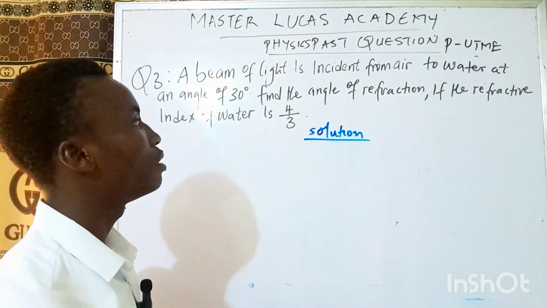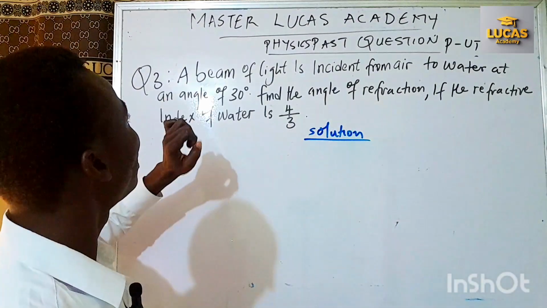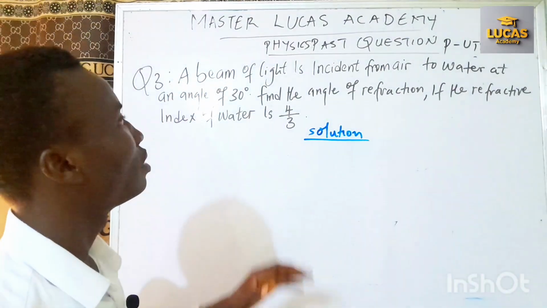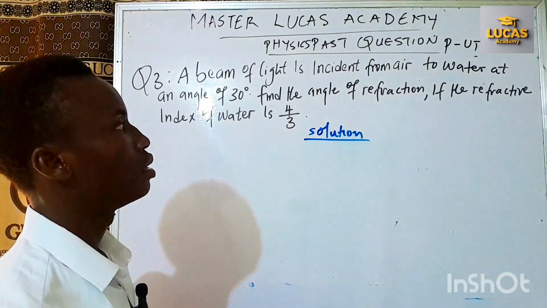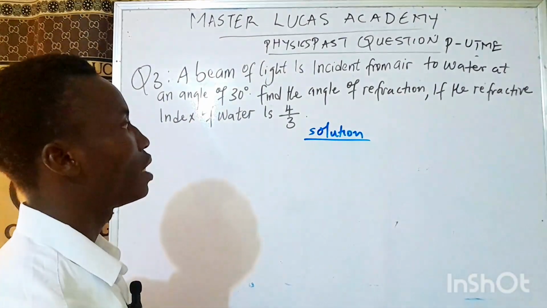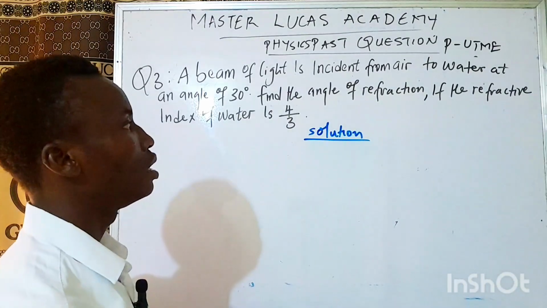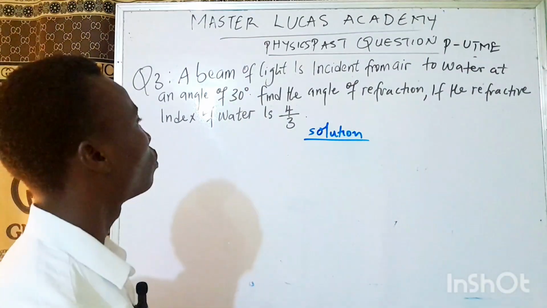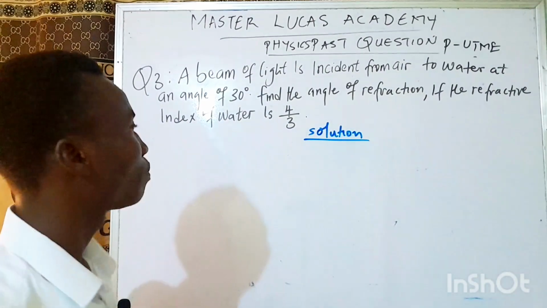Now, this is a given problem here. They said a beam of light is incident from air to water at an angle of 30 degrees. Find the angle of refraction if the refractive index of water is 4/3.